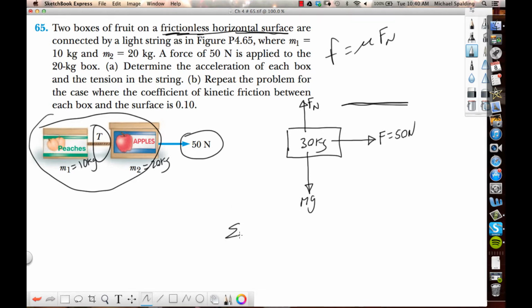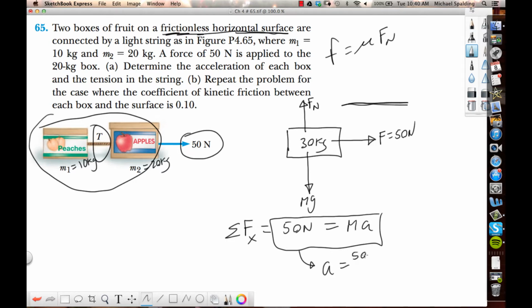So anyway, let's just follow the steps. There's the free body diagram. Let's sum forces in x. What's our only x force? 50. That's it. There's only one x force. Sum of the forces always equals ma. So look, you take this right here. A is going to be the 50 Newton force divided by m. Remember, Newton is kilogram meter per second squared. The mass is 30 because we combined them. So this gives an acceleration of 1.6 repeating.